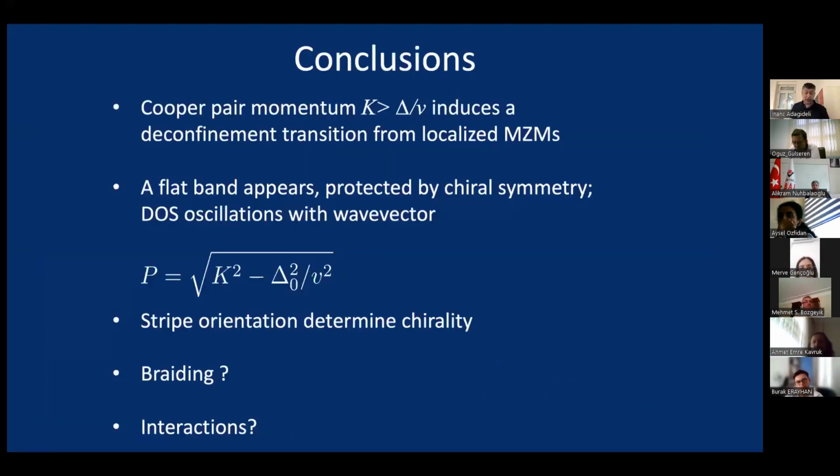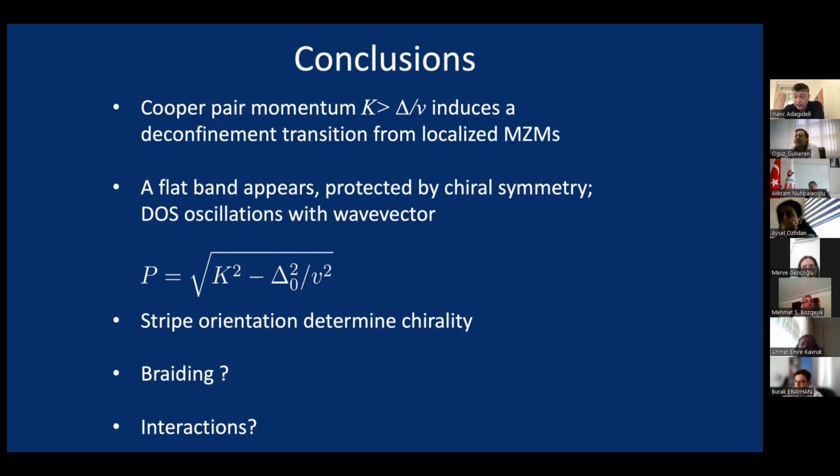So with that, I'm going to conclude and then come back to the question. Basically, what I talked about is that if you have a Cooper pair momentum with a superflow that is greater than your pair potential in a topological superconductor, you can have a deconfinement transition of Majorana zero modes. Then a flat band appears, protected by chiral symmetry, and density of states oscillations. You get density of states oscillations with wave vector q, which is given by the square root of k squared minus delta squared. And the stripe orientation, remember, determines the chirality. So you can actually see what sort of chiral Majoranas you had by looking at the stripe structure.